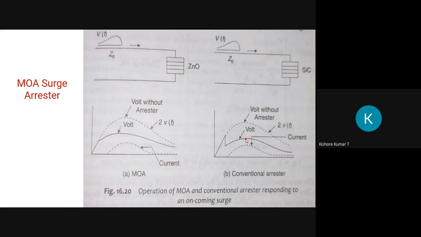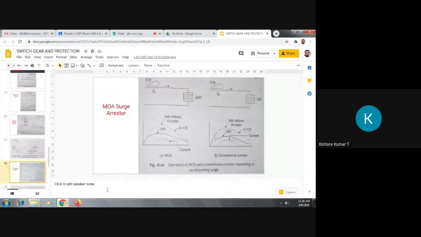now if you observe at this point, the voltage is shot up from the crest value and then again it is brought down due to the lightning arrestor. Let me show you here.